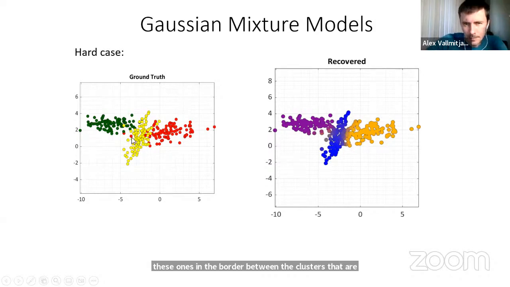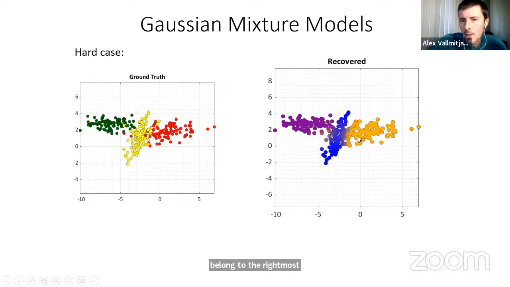For example, these ones in the border between the clusters that are belonging to one or the other, right? A good example here is also these points which belong to the rightmost cluster, which, as you see, have been assigned a higher probability of belonging to the rightmost than the middle one, as you can tell by the kind of orangey shade of this color here.